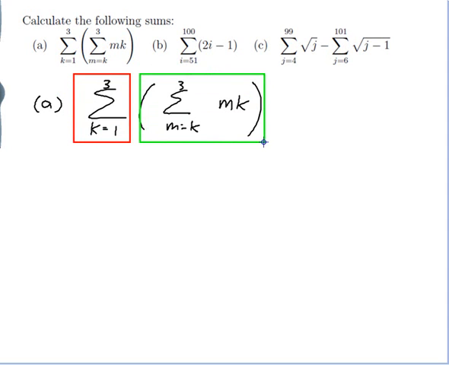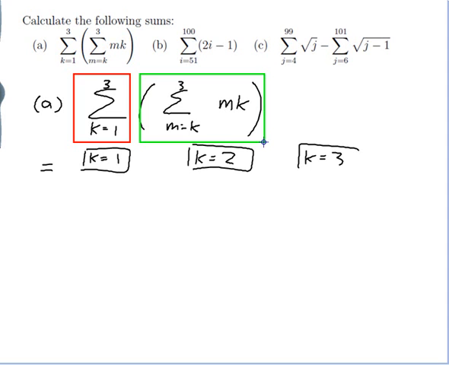So we'll have k equals 1 and k equals 2 and k equals 3. And then we'll put all of those into the formula, so we'll have the sum from m equals k, but k is 1, to 3 of m times k, but k is 1. So that's the first one.